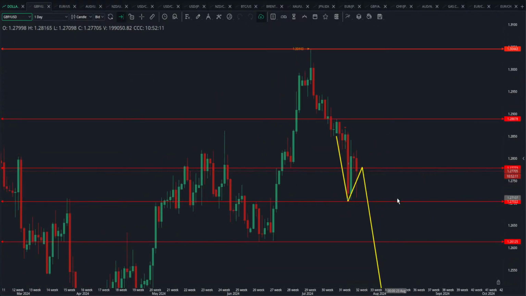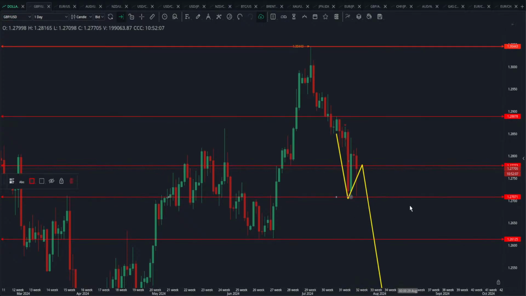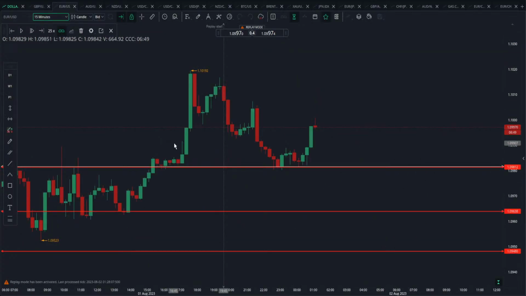So what is the possibility to the downside here? I think the previous low was here. This is a swing low, 1.2707. That can be seen as an opportunity to open shorts if that level is broken, with the target of 1.2612. But right now, since the US dollar is falling, expect the pound to rise a bit before it starts falling again. What about the euro?